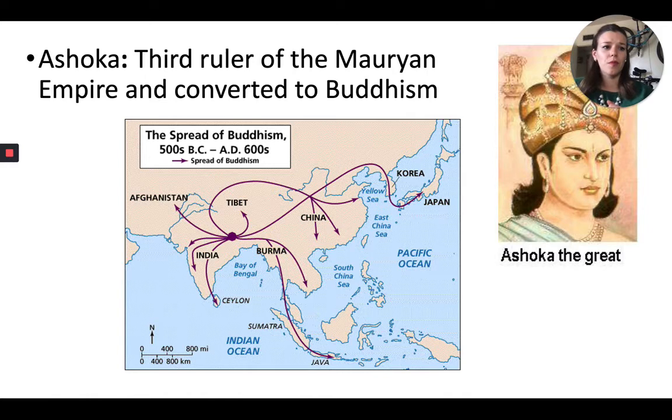So, they have this huge imperial army, infantry, cavalry, chariot division, war elephants.